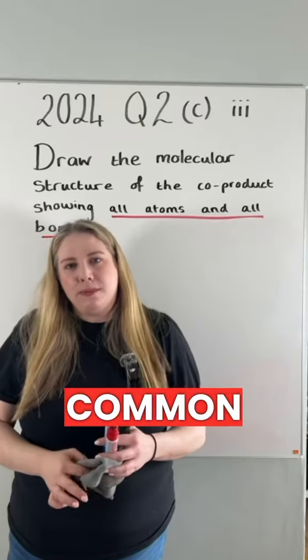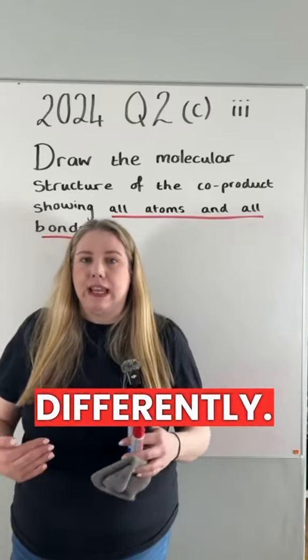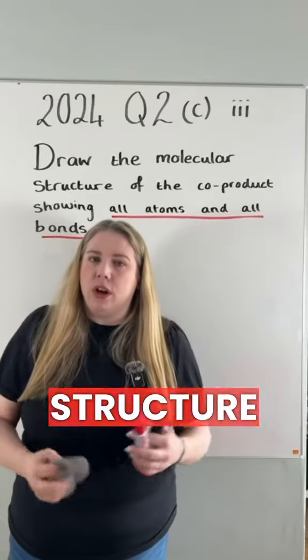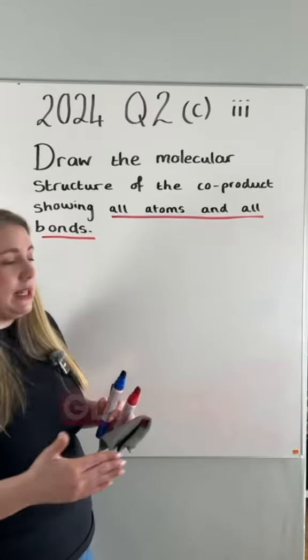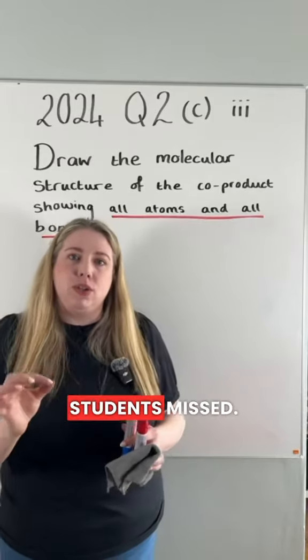Let's look at the most common mistake from the 2024 exam paper and how the Chief Examiner marked it differently. So this is question 2C part 3, where you're drawing the structure of an organic compound. Draw the molecular structure of the co-product, which was glycerol, showing all atoms and all bonds. Now that was the first thing that students missed.